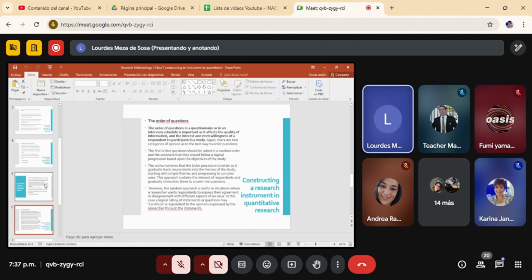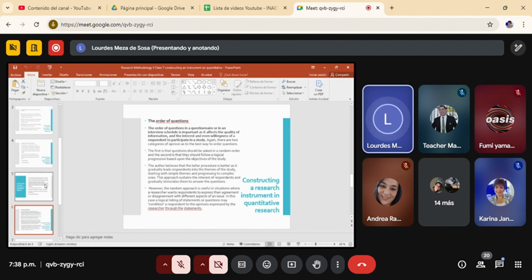Again, we have two different opinions as to the best way to order questions, right? The first is that the questions should be asked in a random order. And the second is that they should follow a logical progression based upon the objectives of the study. I am more into the second choice. I will probably choose a logical progression that has to do with my objectives, rather than a random order. But that's me, because I'm kind of more structured.